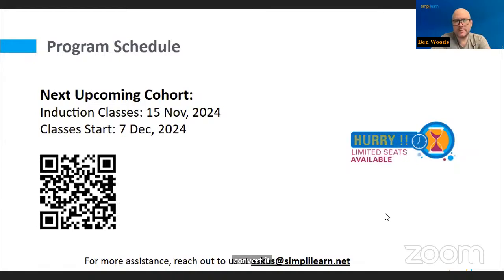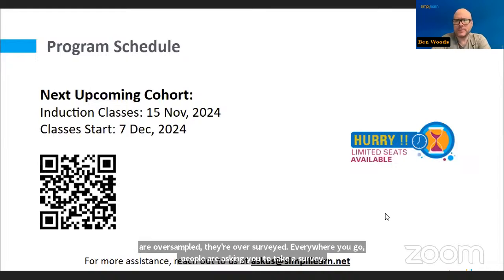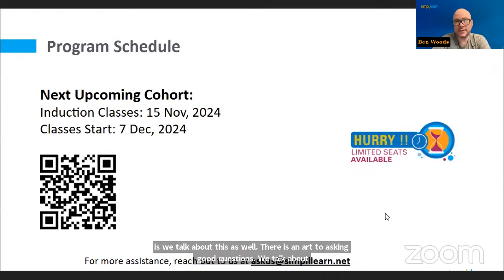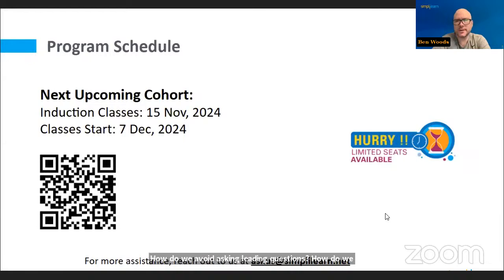Yeah, finding the right target. I mean, we actually do talk about this in our courses. My experience has been that finding the right target audience and recruiting is the toughest part of any research activity for so many reasons. People are oversampled, they're oversurveyed. Everywhere you go, people are asking you to take a survey. So that gets really tough. Making sure you have the right questions. The good thing is we talk about this as well. There is an art to asking good questions. We talk about how do we avoid asking leading questions? How do we avoid personal bias in our questions?